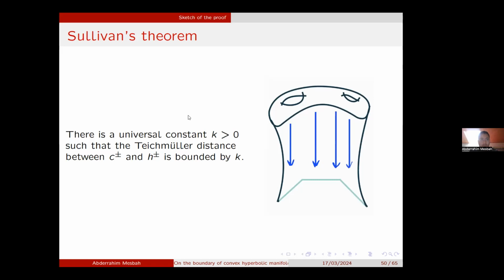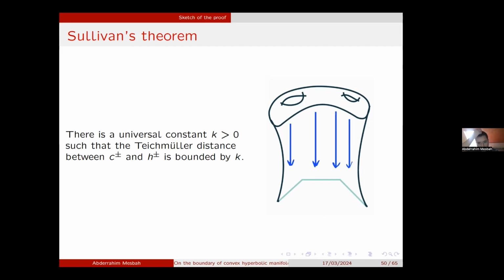So anyway, the theorem of Sullivan says that there is a universal constant that doesn't depend on the quasi-Fuchsian manifold, such that the Teichmüller distance between the conformal structure on the ideal boundary and the induced metric on the boundary of the convex core is less than k. Both the conformal structure and the induced metric are points in Teichmüller space, and the Teichmüller distance between them is smaller than a certain universal constant that doesn't depend on the quasi-Fuchsian manifold, and actually it also doesn't depend on the surface sigma. Also, if I take another surface sigma, it will still be the same.